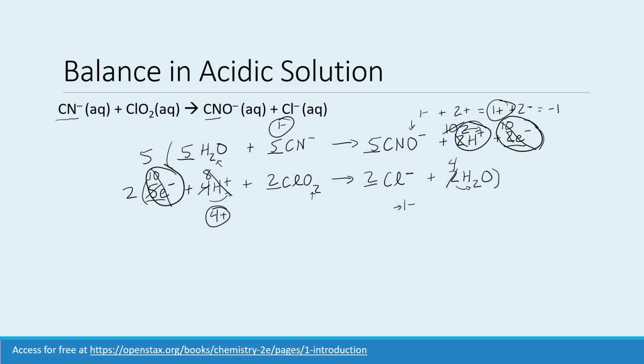So maybe I do need to stop and clean this up so we can see this better. We've got 5 water molecules plus 5 cyanide ions yields 5 CNO negative.